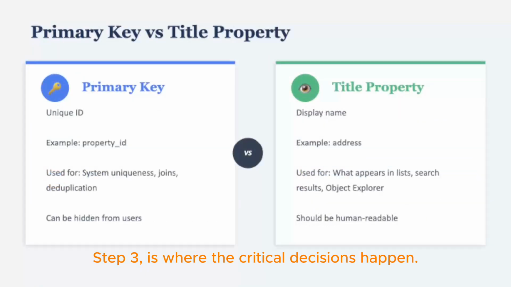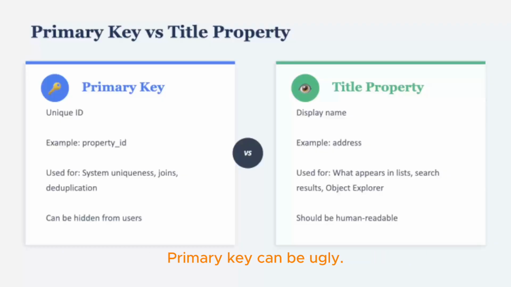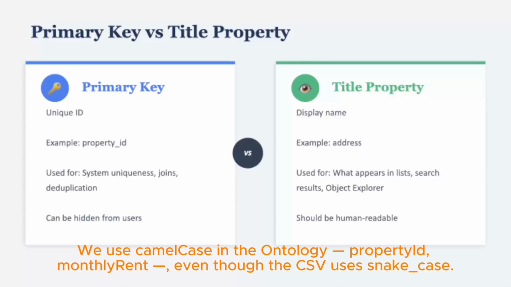Step 3 is where the critical decisions happen. Primary key must be unique. No 2 properties should share the same ID. Title property should be human readable, such as 4521 Camelback Road is better than Prop 001. Primary key can be ugly. Title must be friendly. These are often different columns.